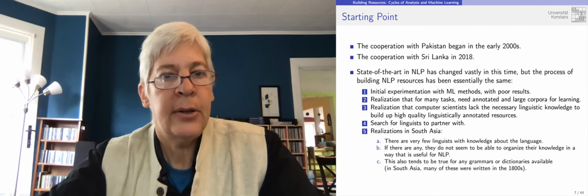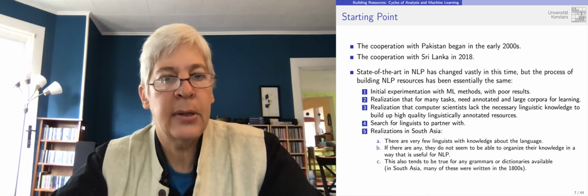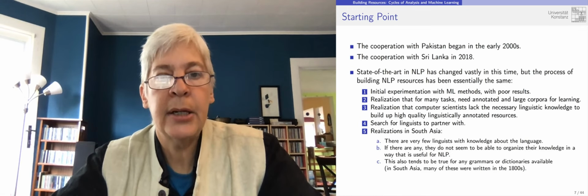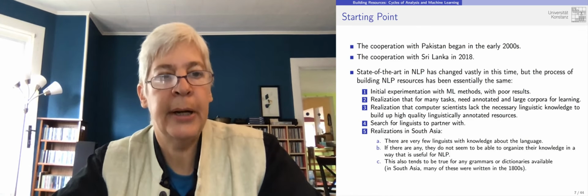So as I already said, the cooperation with Pakistan is longstanding. It began in the early 2000s. The cooperation with Sri Lanka is more recent. It dates back to 2018. And it actually developed out of the cooperation with Pakistan, because I got to know regional actors in Pakistan through that cooperation.